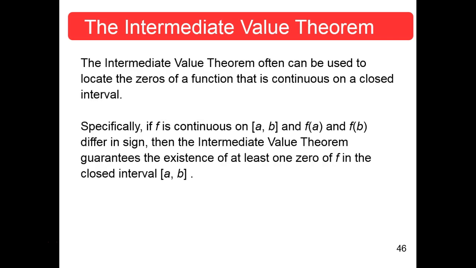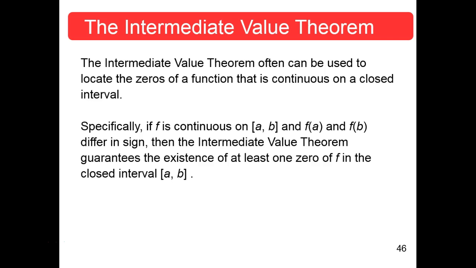All right. Intermediate value theorem can often be used to locate zeros of a function that is continuous on a closed interval. Okay? What's required? The zeros of the function. If you can find some value where f of x is positive here, negative there, but you know it's continuous, it's got to cross zero somewhere in between. Now you can start bracketing.